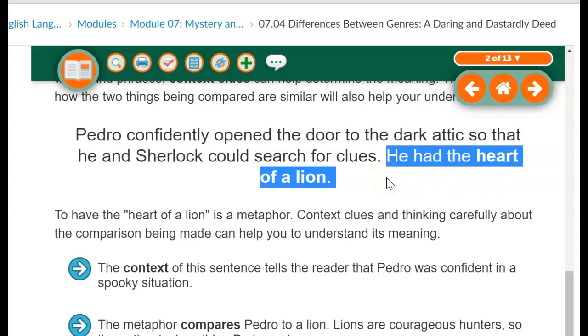Now, what do you think it means? He had the heart of a lion. He had a bad heart and they did a transplant and they took a lion's heart and put it in him. That'd be pretty cool.